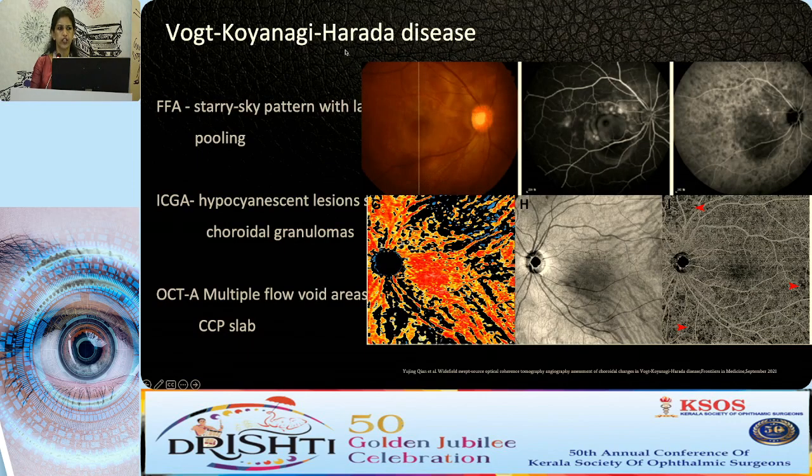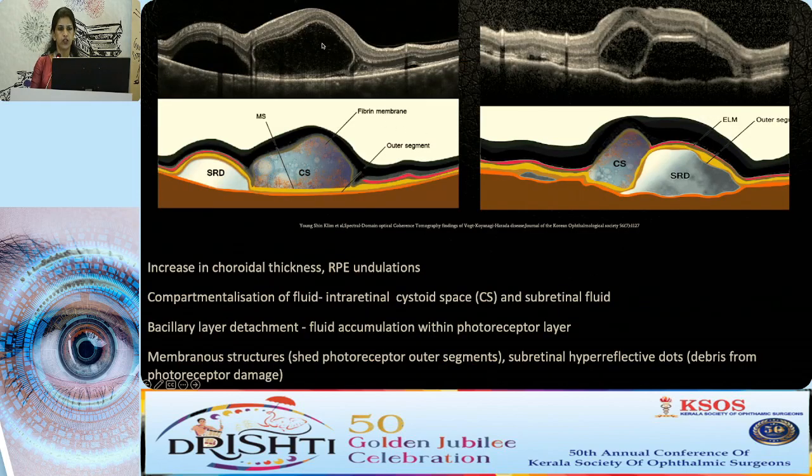In Vogt-Koyanagi-Harada disease, on the FFA you have the starry sky pattern with late pooling, and on ICG angiography you have hypocyanescent lesions suggestive of choroidal granulomas, and on the OCT angio you have multiple flow void areas on the choriocapillaris slab. On the OCT, multiple features have been described.